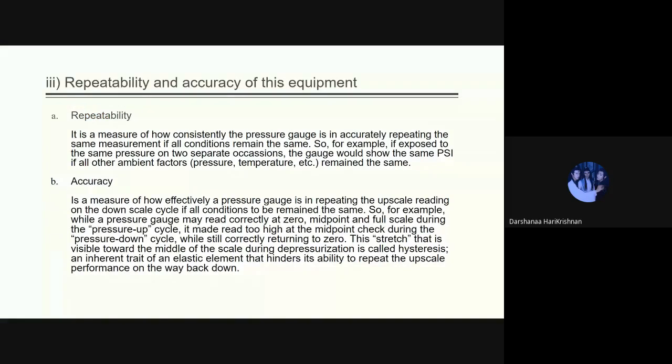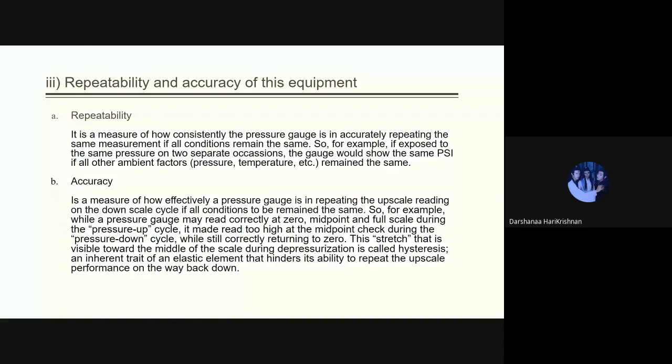So I'll discuss repeatability and accuracy of this equipment. So A, repeatability. It is a measure of how consistently the pressure gauge is in accurately repeating the same measurement if all conditions remain the same. For example, if exposed to the same pressure on two separate occasions, the gauge would show the same PSI if all ambient factors, for example pressure and temperature, remain the same.